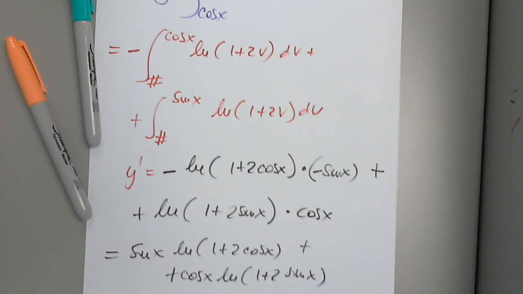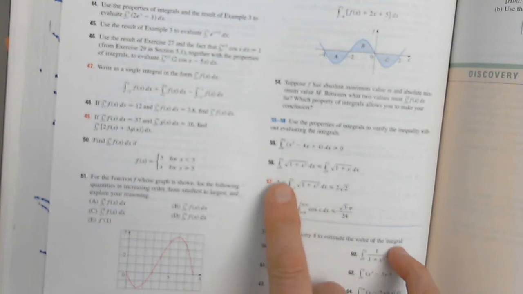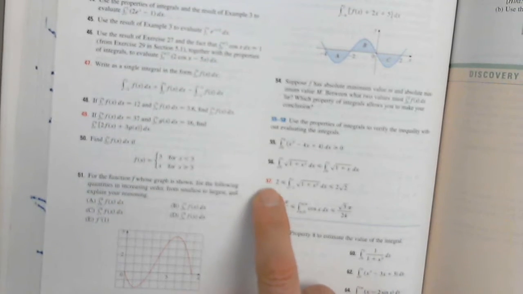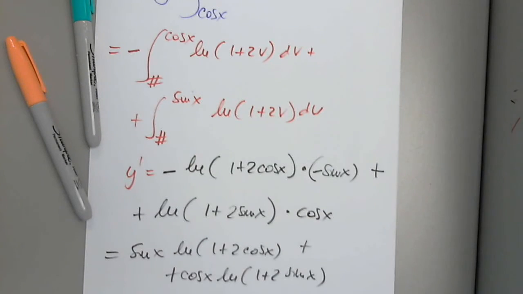Use the properties of integrals, page 384, to verify the inequality without evaluating the integrals. So 56 caught my eye. 57, I don't know why it's in red. We can look at 57. You want to do 57? I like 57. Very good. So let's do 57.